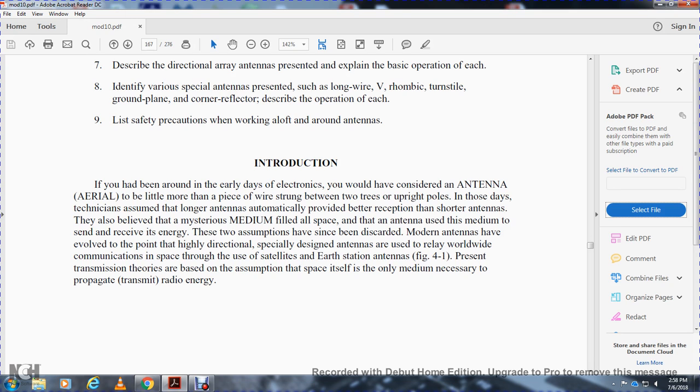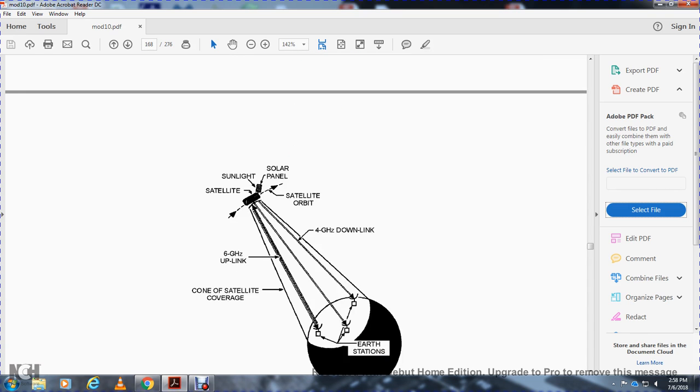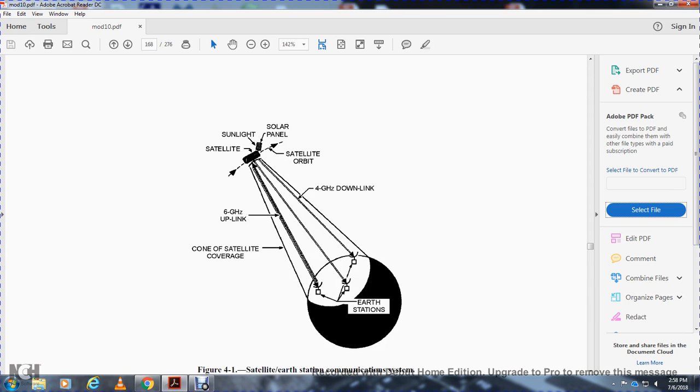Each Earth station antenna presents transmission theory that is based on the assumption that space itself is the only medium necessary to propagate the transmission of radio energy. Figure: satellite, solar panel, orbit, 6 gigahertz uplink, 4 gigahertz downlink, cone of satellite coverage, Earth stations.